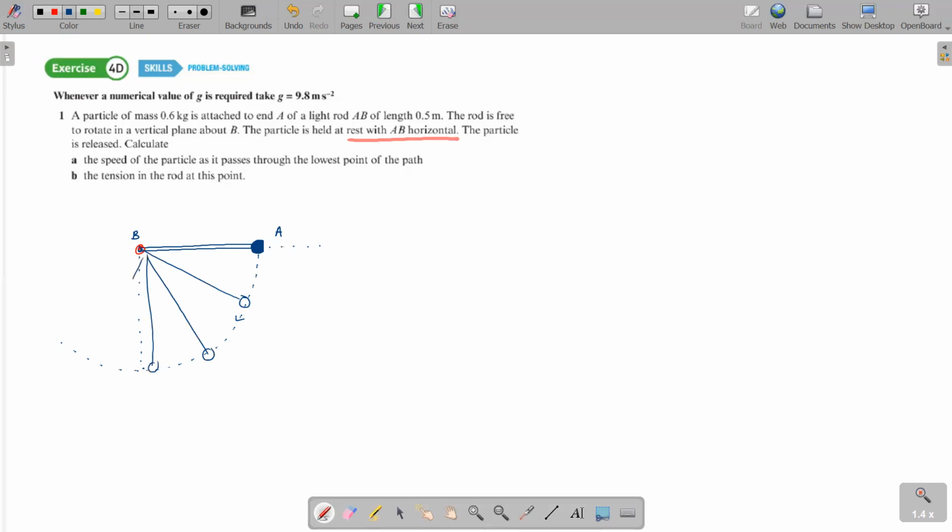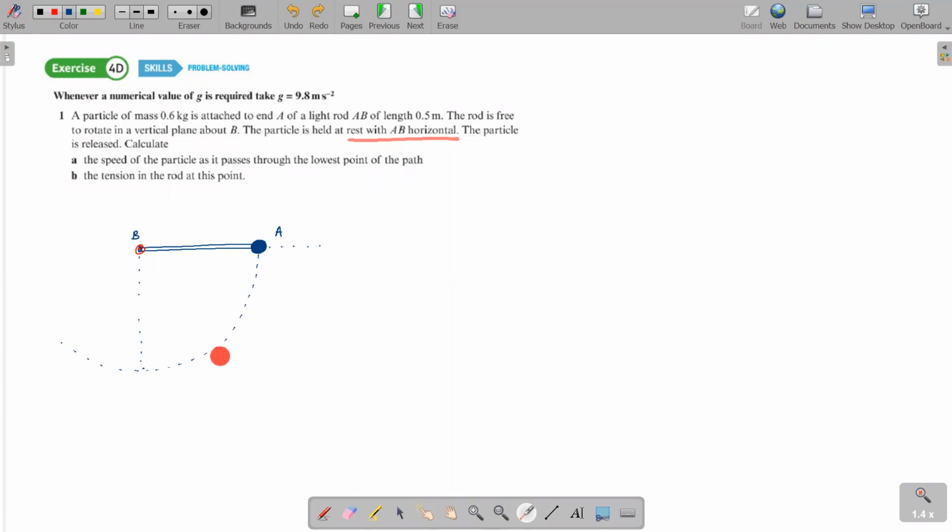Can you guys see what's happening? The movement. Okay, so it will fall. Point B is pivoted, so that doesn't move. Around the point B, the rod and particle A will start to move. Is that clear? I hope this diagram makes sense to you, right? All right, so I just drew this part just to show you. Now we'll go to the part we need to draw. The particle is released. Calculate the speed of the particle as it passes through the lowest point on the path.